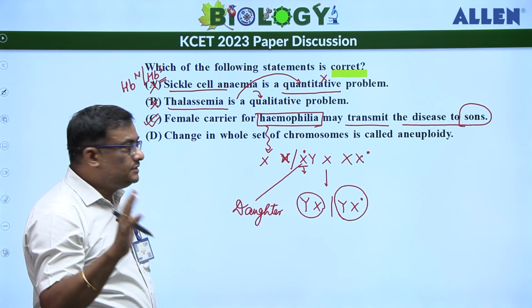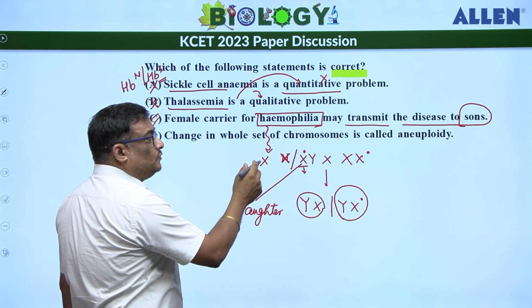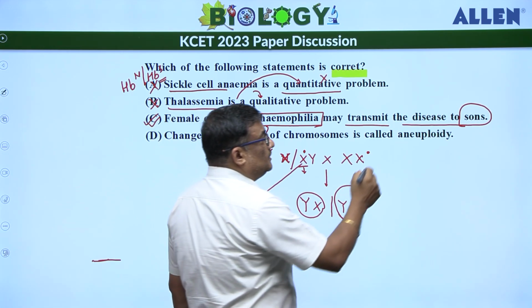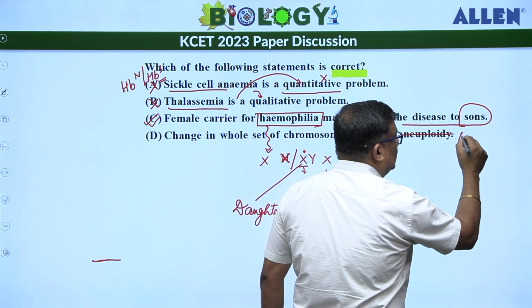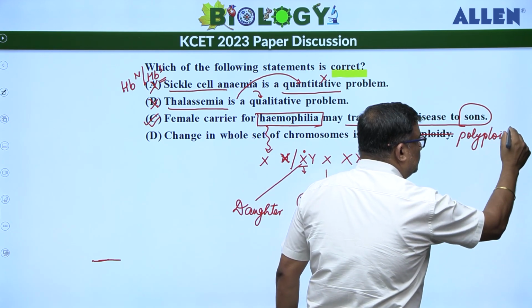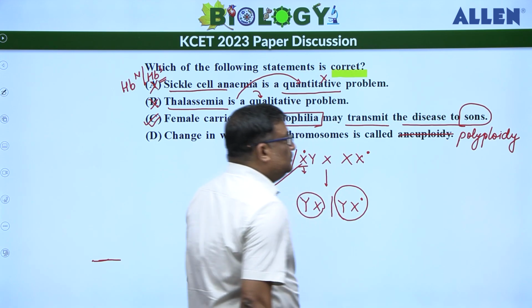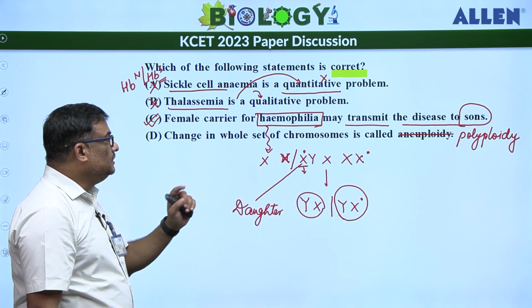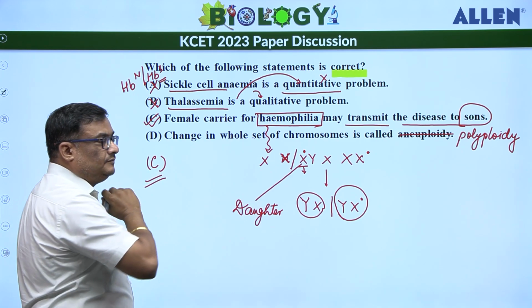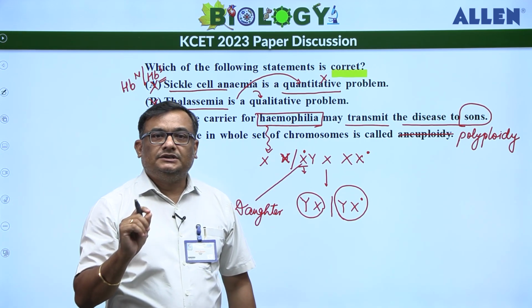Coming back to the fourth statement. Change in the whole set of chromosomes is called aneuploidy. No, it is not termed as aneuploidy, it is termed as polyploidy. So this is how you go with the first question, and the answer goes here as C. And you have got the reason why answer C is going to be there.